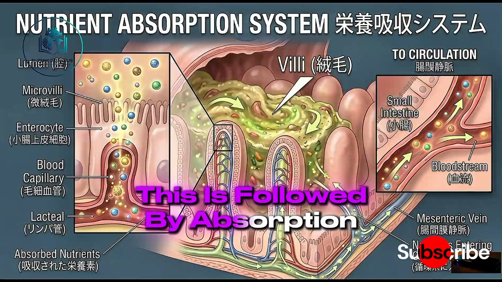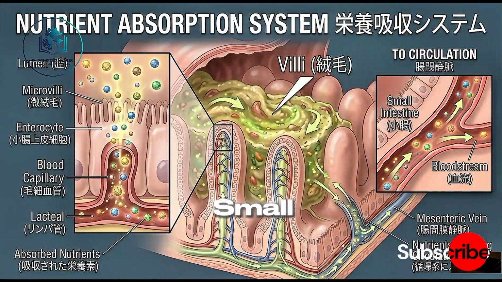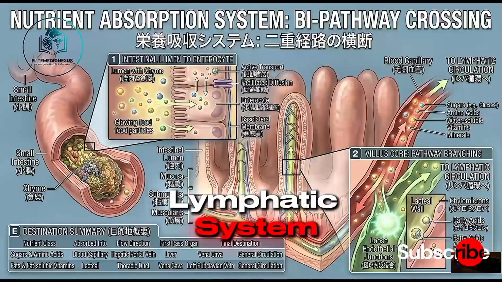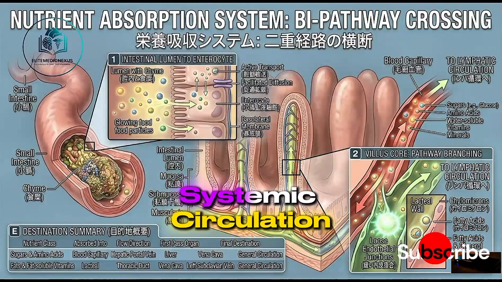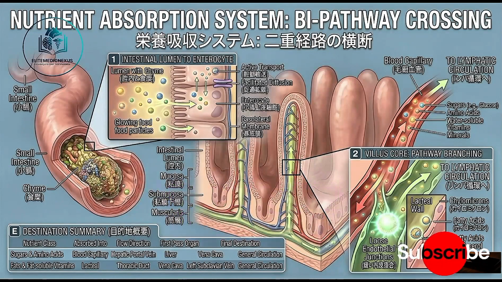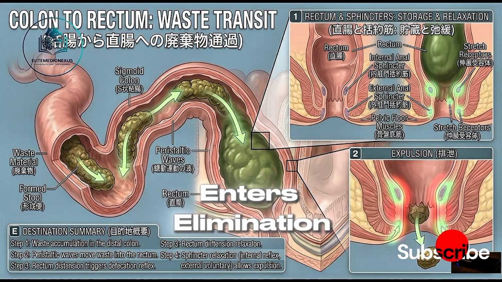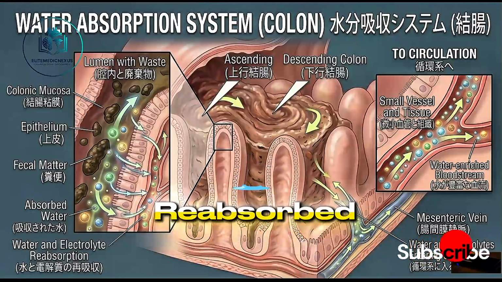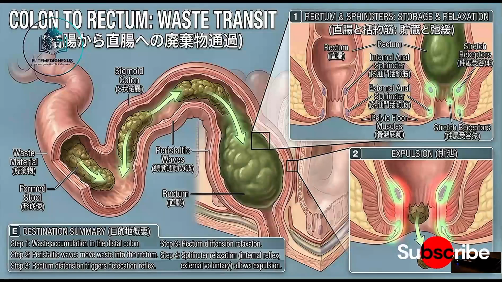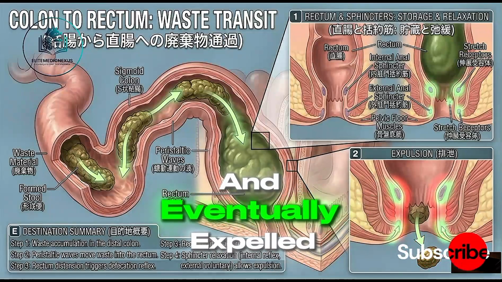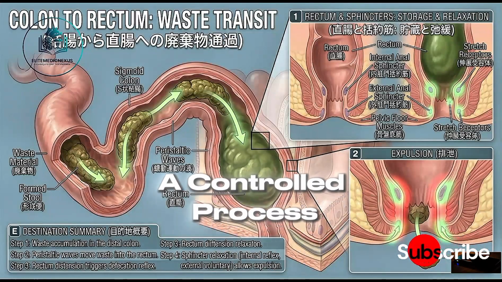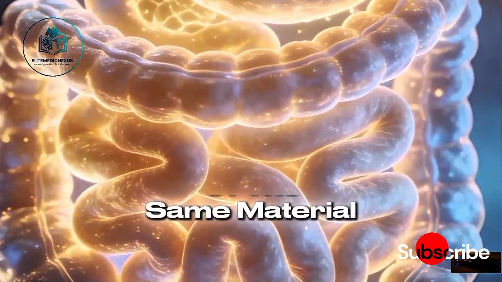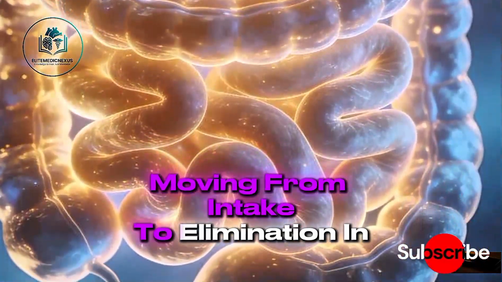This is followed by absorption, which occurs primarily in the small intestine, where nutrients pass through the intestinal wall into the bloodstream and lymphatic system, entering systemic circulation for use by the body. Finally, the system enters elimination, where indigestible residues move into the large intestine. Water is reabsorbed, fecal matter is compacted, stored in the rectum, and eventually expelled through the anus in a controlled process.